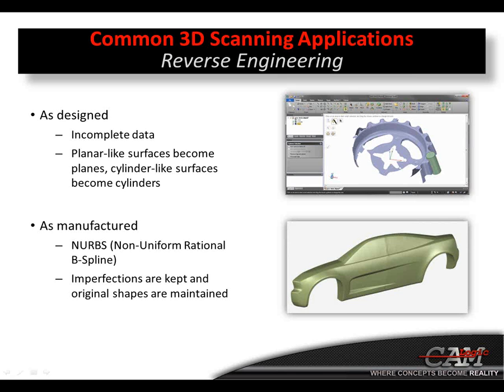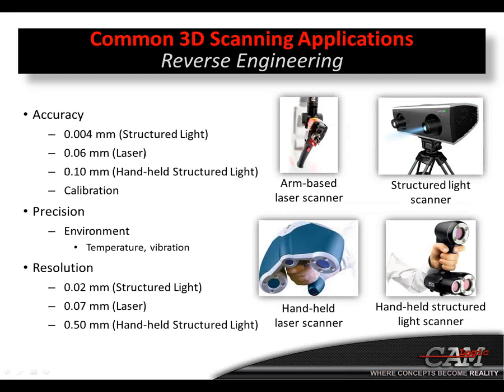So what scanners would we be using for reverse engineering? Well, obviously the ARM-based laser scanner and your structured light scanners are going to be perfectly well suited for reverse engineering. They're good enough for inspection, and obviously inspection is very demanding on the scanner. Reverse engineering perhaps a little bit less so, so obviously the scanners that meet the inspection criteria will work for reverse engineering. But we also have your handheld laser scanner and your handheld structured light scanner.